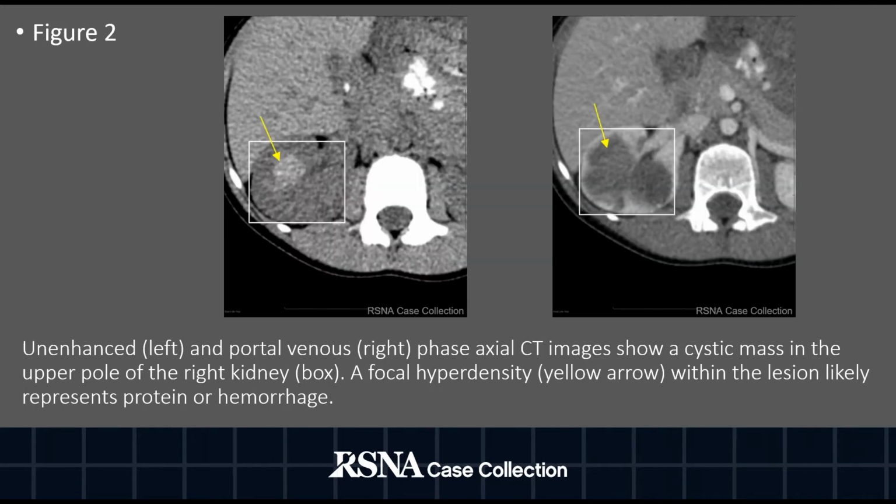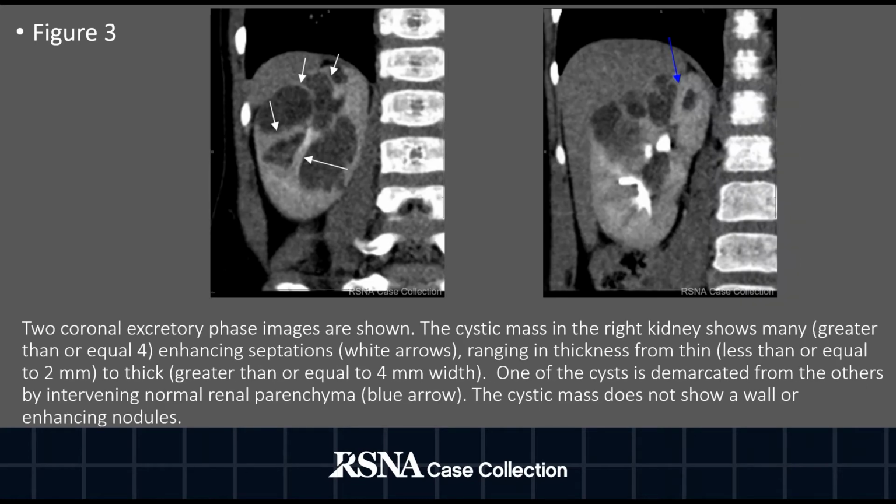Pre- and post-contrast CT images again show a cystic mass in the upper pole of the right kidney. A focal hyperdensity within the lesion likely represents protein or hemorrhage. The cystic mass in the right kidney shows many enhancing septations, ranging in thickness from thin to thick. Some of the thicker septations, like the one here, turn out to be normal renal tissue. The cystic mass does not show a wall or enhancing nodules.